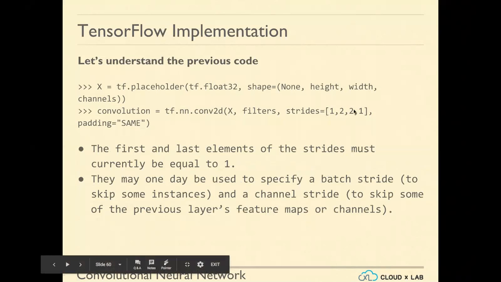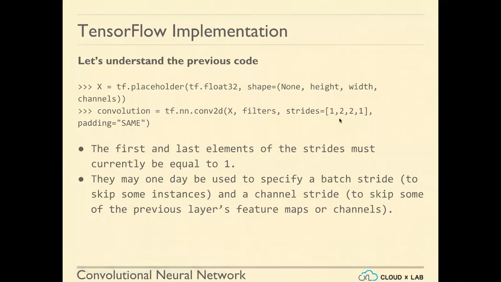As of now, the first and last element in these strides should be 1. Right now we can only move in the z direction one at a time. So right now TensorFlow does not support moving in the z direction more than 1.